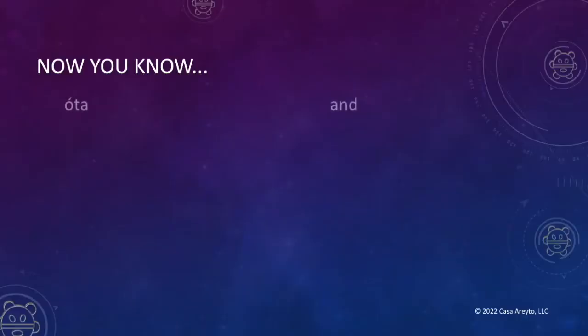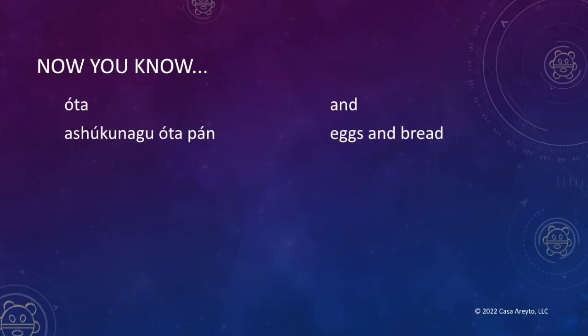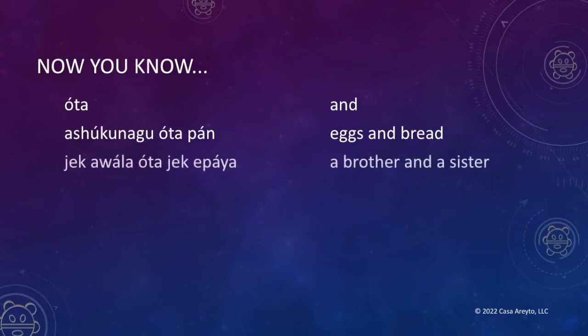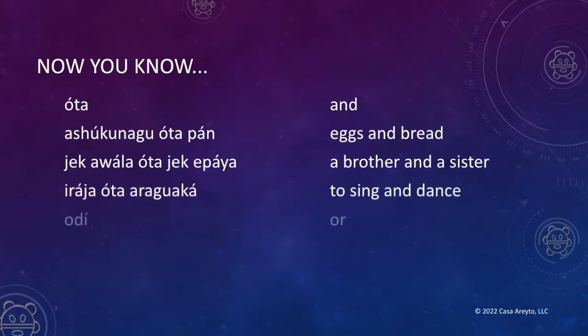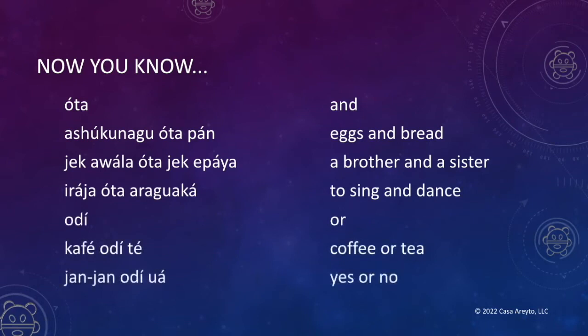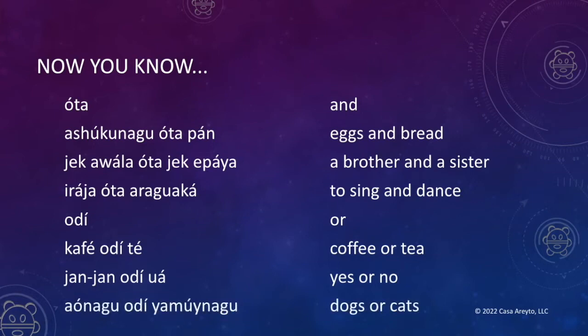Ota, and. Ashukunagu ota pan, eggs and bread. Hek awala ota hek epaya, a brother and a sister. Iraha ota araguaca, to sing and dance. Odi, or. Café odi té, coffee or tea. Hanhan odi ua, yes or no. Aonagu odi yamuinagu, dogs or cats.